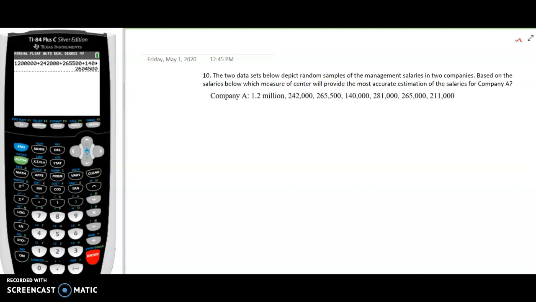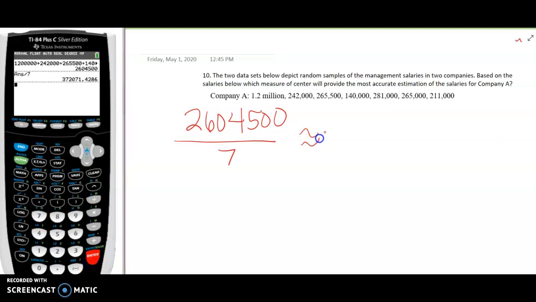So what I've done is I have added together all of the salaries in the calculator to the left over here. So I went ahead and just added them together. So their sum came to 2,604,500. And there's 1, 2, 3, 4, 5, 6, 7 salaries there. Divide by 7. So it's about 372,070. We'll just say $372,071. We won't worry about the pennies or the change. So that's the mean salary.